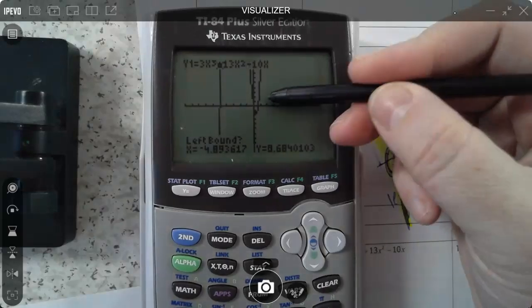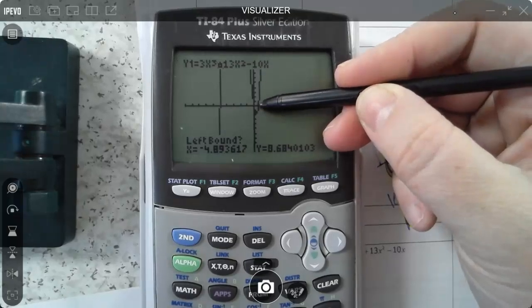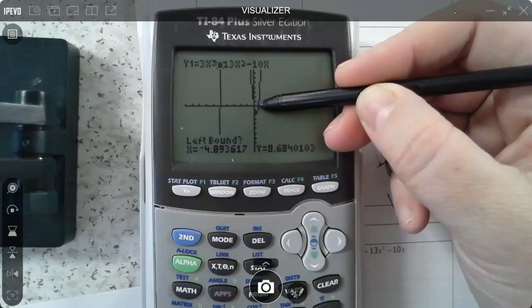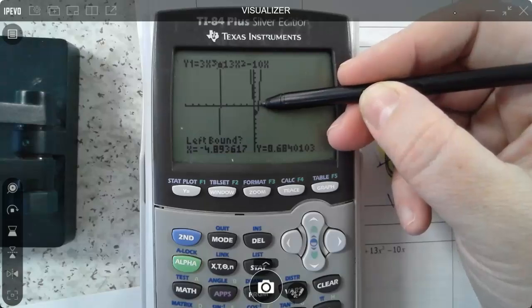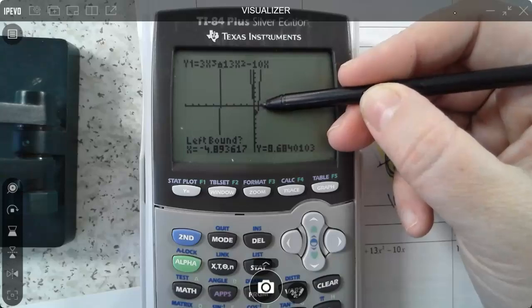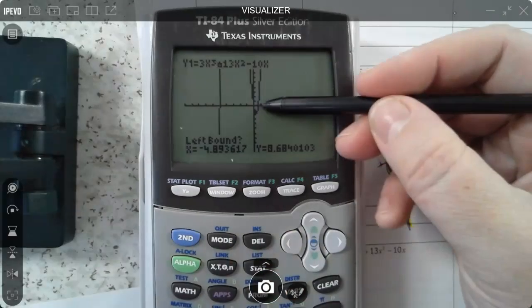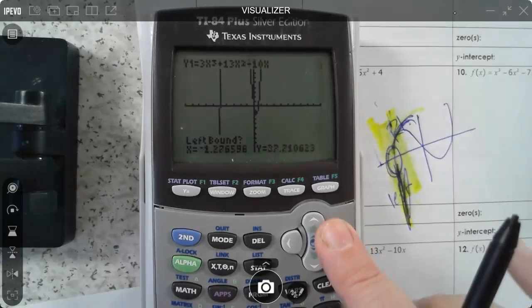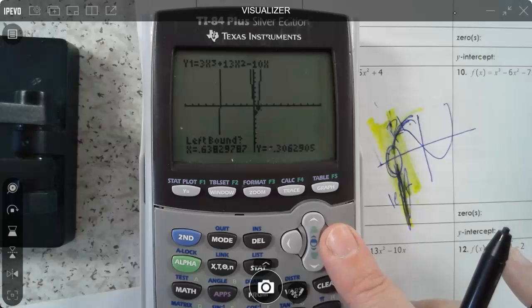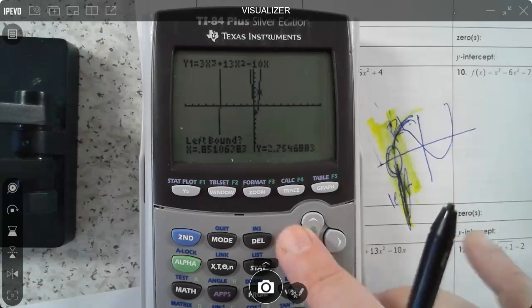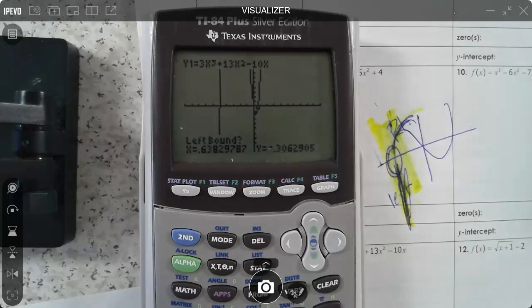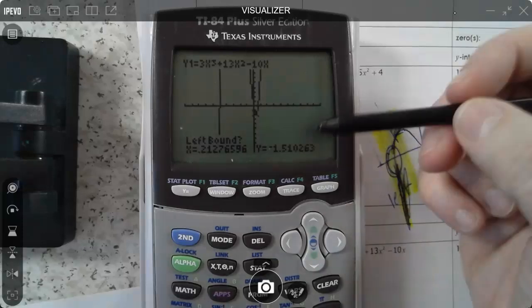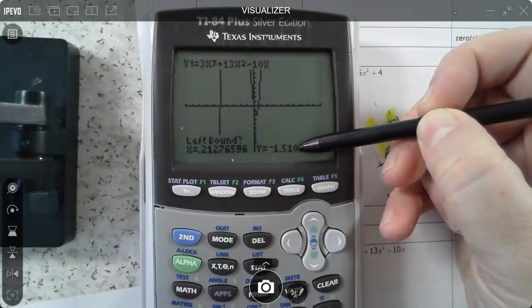I'm going for this one right here. We know that should be what? 2/3. 2/3 is 0.66666 repeating, right? Left bound. This is what I'm trying to find. I'm going to take my spider until I'm as close to that point as I can get. Can everybody see my spider? He's pretty close to that point right now. I'm going to make sure he's to the left side of that point, so I'm going to click left a couple times until I'm sure that I am cleared. Notice here my Y is negative, so I'm below the x-axis.